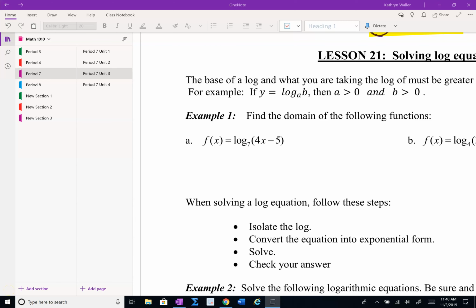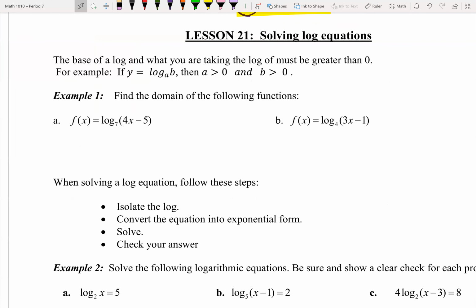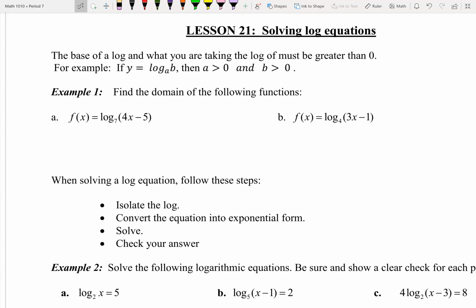All right, so this is lesson 21. Like I said, it's our last day of logs, okay? So, see this right here? Maybe take your highlighter and highlight that. y equals log base a of b.